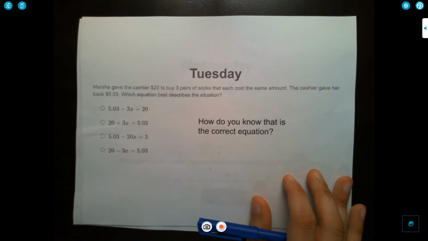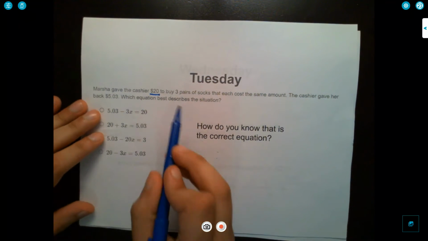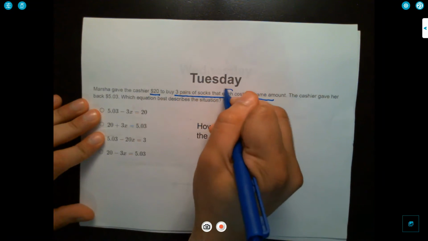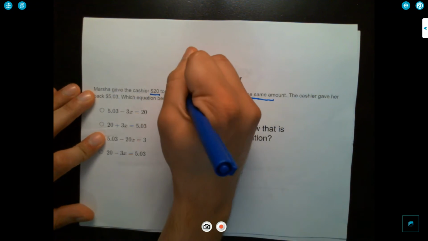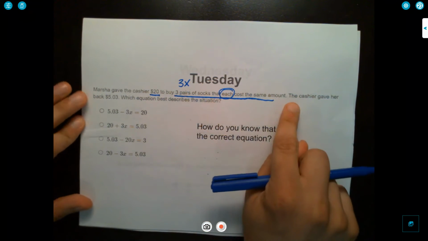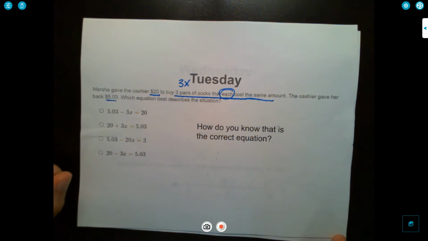All right, so let's take a look at this next problem. This one says Marcia gave the cashier $20 to buy 3 pairs of socks that each cost the same amount. Each. There's our variable word. So we're going to have 3 times something, 3x. All right, so the cashier gave her back $5.03. Which equation best describes the situation?